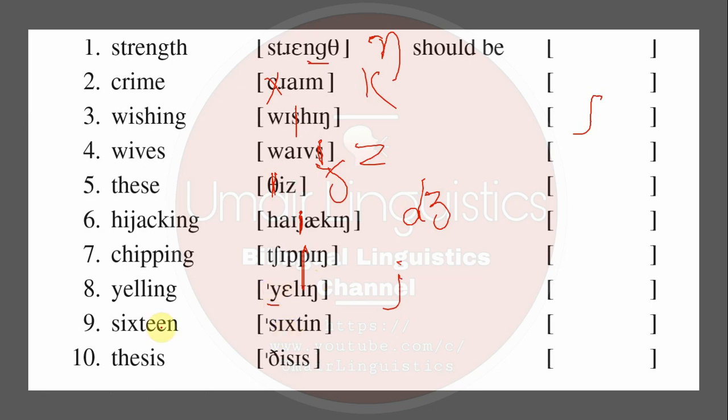Then we have 16. Actually, the problem is not in the letter but in the sound. X is not used as a sound, but instead x usually gives the sound of k and s. So we have to put k and s.